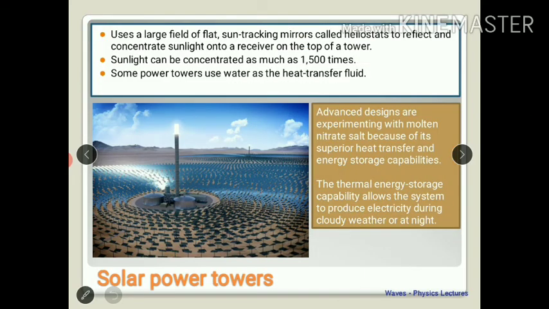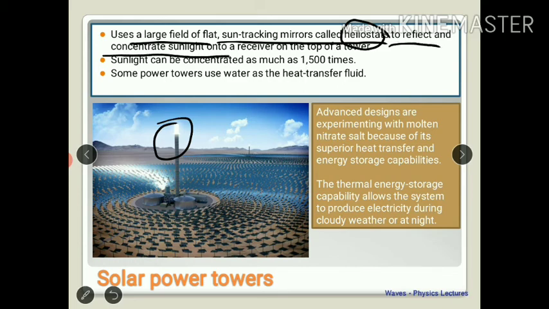Next we have the solar power towers. The solar power tower is basically a receiver placed at the top of a tower. It usually uses a large field of flat sun-tracking mirrors, which are called heliostats. Please remember this term, heliostats. Use more technical terms for writing better answers. Heliostats reflect and concentrate sunlight onto a receiver on top of a tower. So we have the receiver at the top of the tower and the panels around it, and all of them allow the sunlight to go into the receiver.